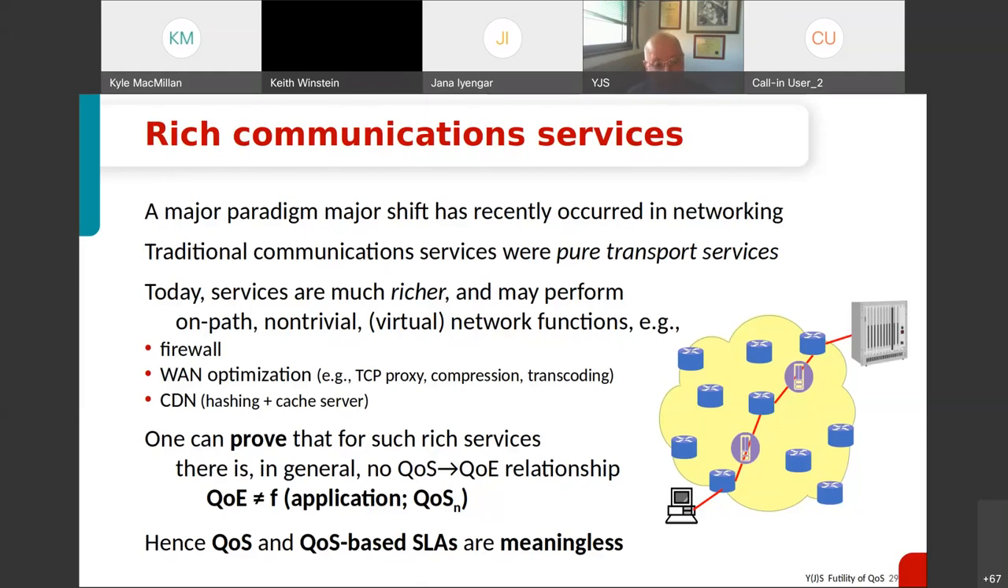Now, the problem is that all the relations I talked about before, that based on quality of service parameters that are easily measured, we could predict quality of experience, don't seem to hold. As a matter of fact, they don't hold. And if quality of service doesn't necessarily allow you to predict quality of experience, then all these quality of service parameters that we have so much information about and so much knowledge about how to measure, they're basically meaningless. Next slide, please.